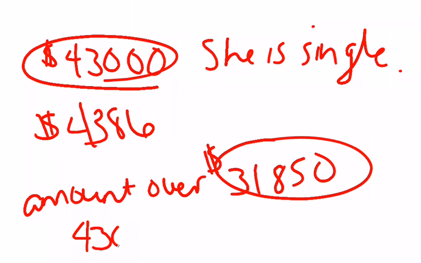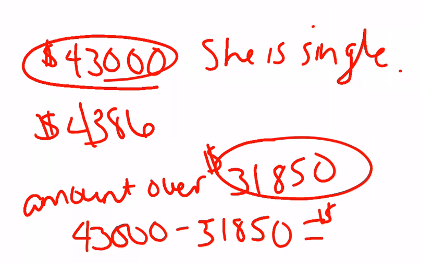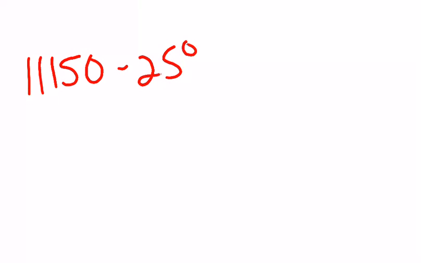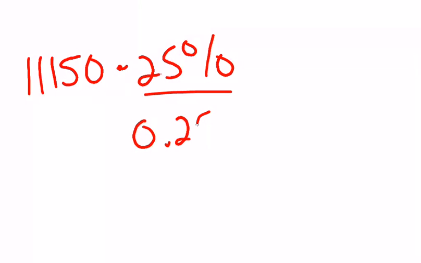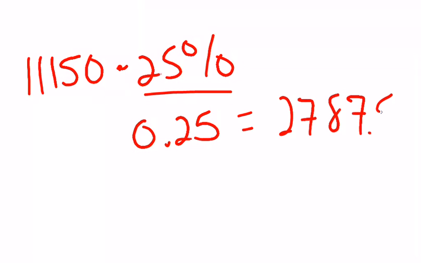So when we do that, we get $11,150. Okay, so now we need to keep that number in mind, because then the next question asked is multiply line 3 by 25%. So we need to take the 11,150 and multiply it by 25%. Now remember, we don't actually multiply by percentage, we change that to a decimal. So 11,150 times 0.25 gives us $2,787.50.